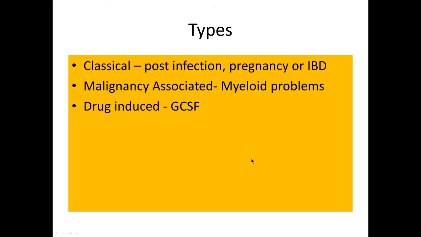As far as the types of sweets go, it's classified into 3 types. There's a classical type, which is primarily post-infective, after pregnancy or during pregnancy, or with ischemic bowel disease, with inflammatory bowel disease. Then there's the malignancy-associated type, particularly with myeloid problems, but also with other solid tumors, and the drug-induced type, particularly with granulocyte colony stimulating factor used to treat some of the myeloid disorders, but also with a variety of other drugs.